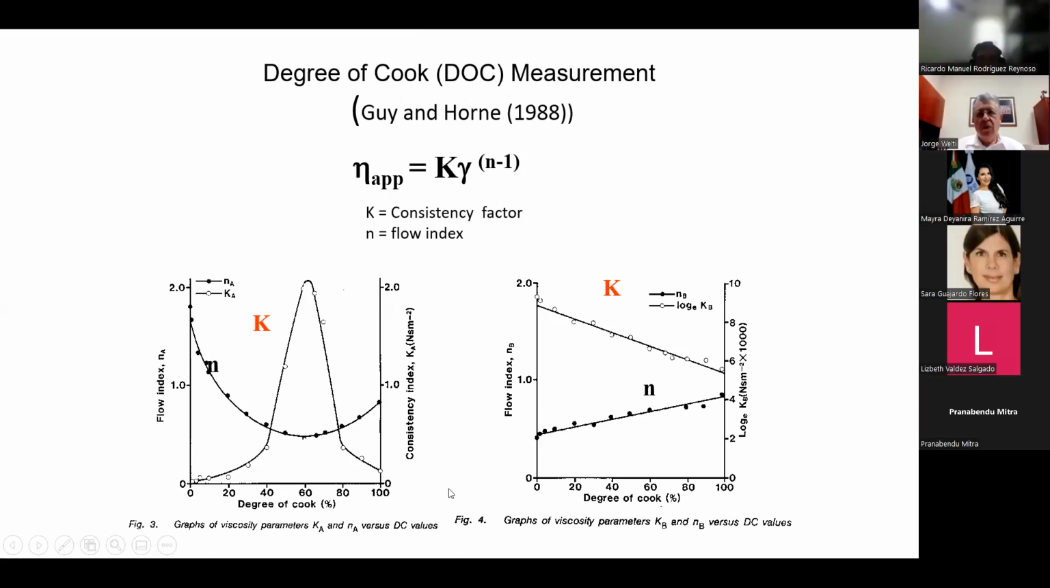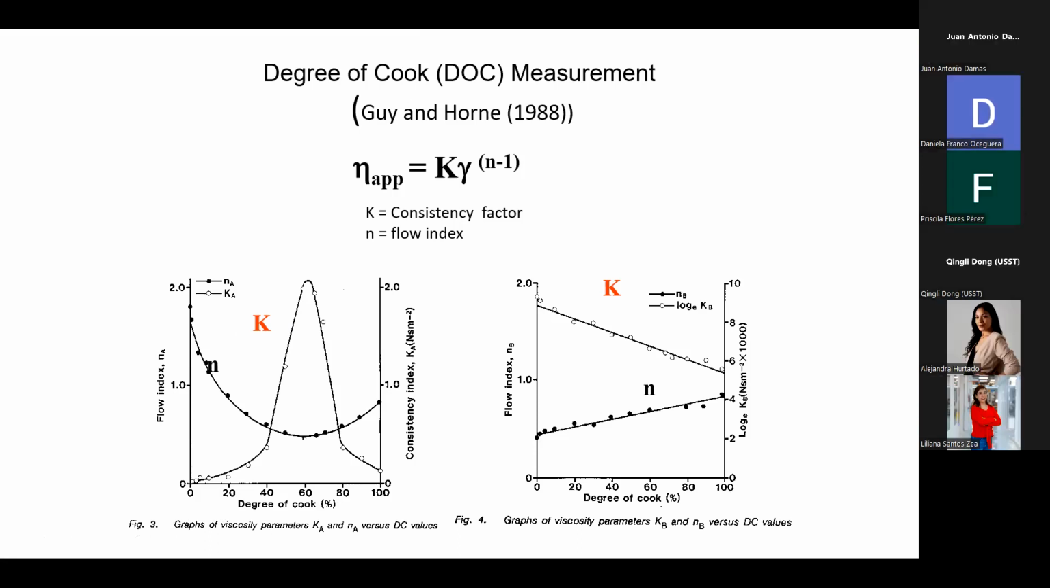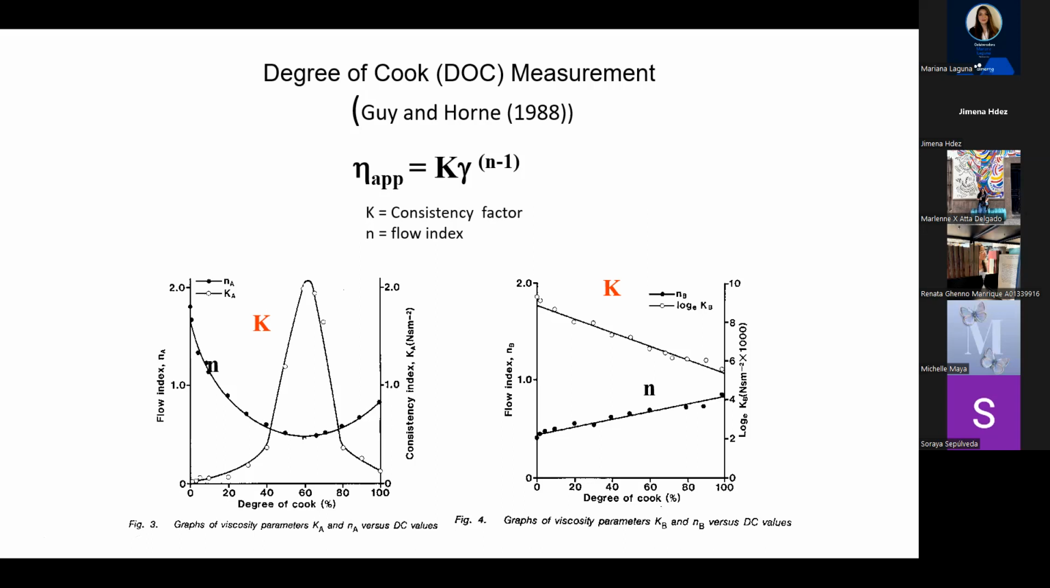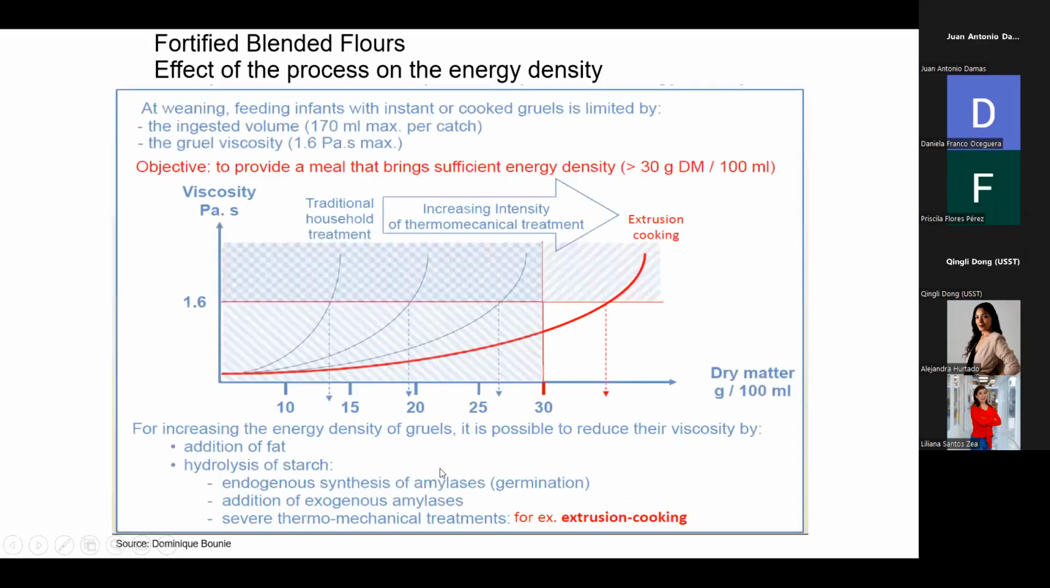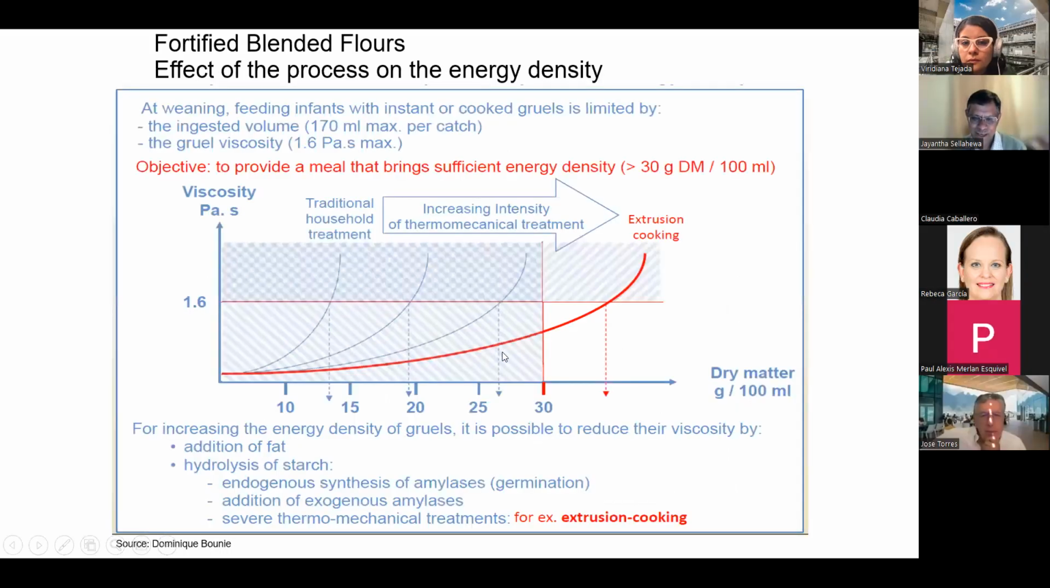This decrease in viscosity has a very important benefit when you feed infants. That is why extrusion cooking is so good. I'll explain what happens through this diagram. If you can imagine using a pre-cooked flour, you can reconstitute it into a porridge and feed the infant. In that process, there are 2 constraints.